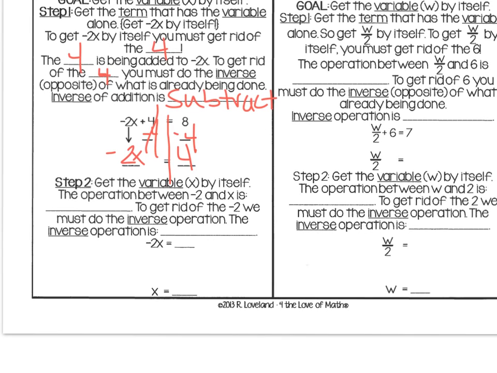Whenever you see two numbers or two things side by side like this, remember that means that they're going to be multiplied together. Okay, so the operation between negative 2 and x is multiplication.